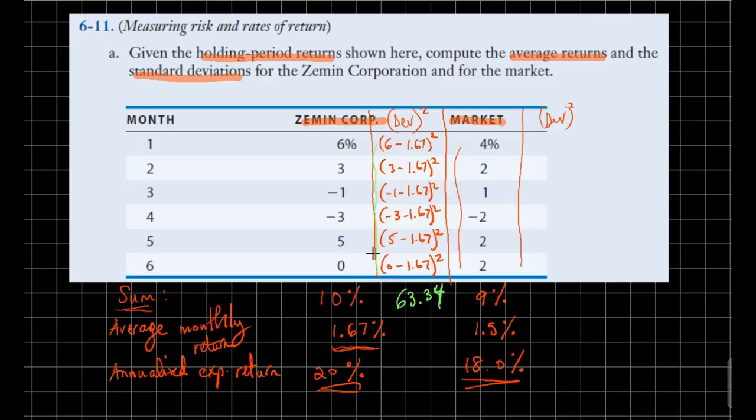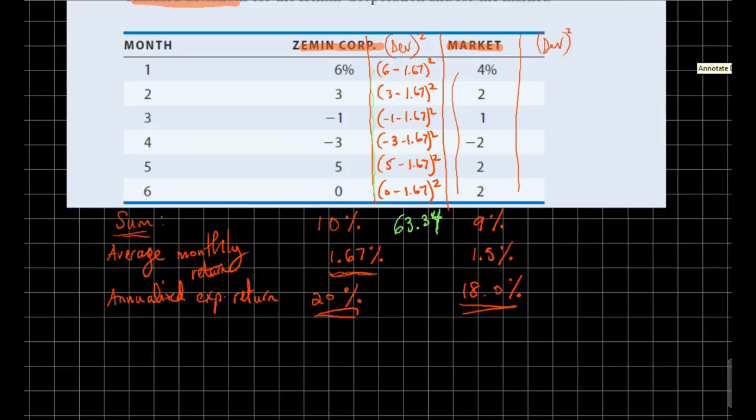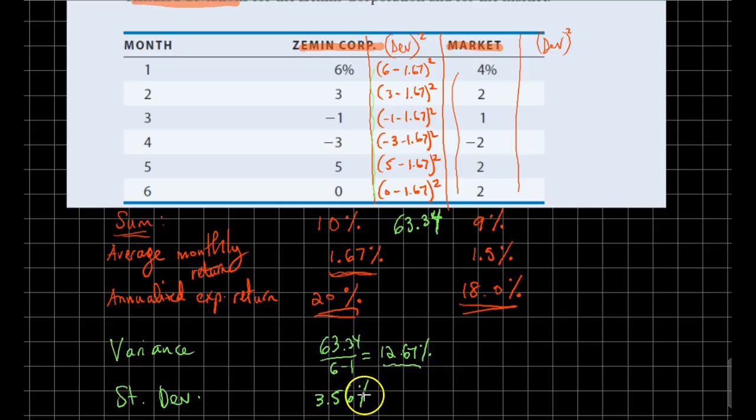Once we have that, we can find the variance by dividing this number by, instead of 6, by 5 only, because this is a sample. So for the variance, for our company, it would be 63.34 divided by 6 minus 1, which is 5. That number will come out as 12.67%. And further, when we calculate the standard deviation, it would give us a 3.56% standard deviation. All you do is take the square root of that number, which is, as I said, 3.56%.